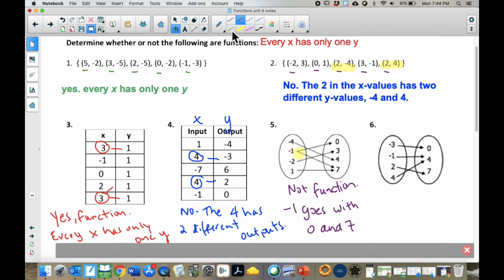And the last one here, again, we're looking for that point here, which we do have a point here, but that's actually okay, because what we need to focus our attention on are the x values, and each x has only one line coming out of it. So this one is a function because every x has only one y.